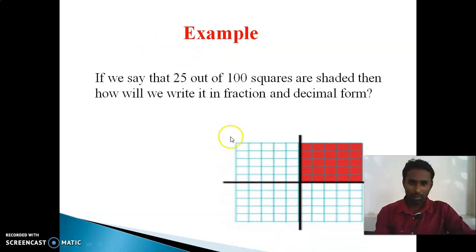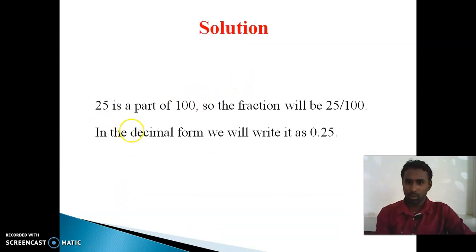See here, I have chosen here 10 centimeters, here 10 centimeters, here 10 centimeters, and 10 centimeters. In that I have chosen 5 centimeters, 5 centimeters. That means I shaded, right? So this is 25. So 25 out of 100. Only 25 are shaded out of 100 squares. Total squares is 100, shaded squares is 25. 25 by 100, how can we write it as a decimal? See here, 25 is a part out of 100. The fraction is, we can write 25 divided by 100.